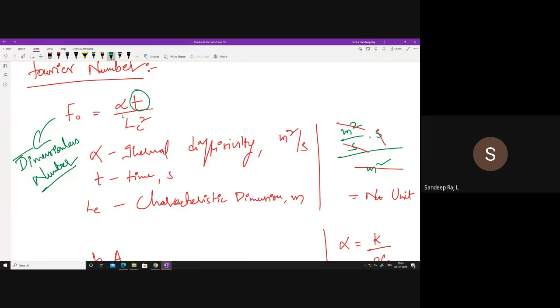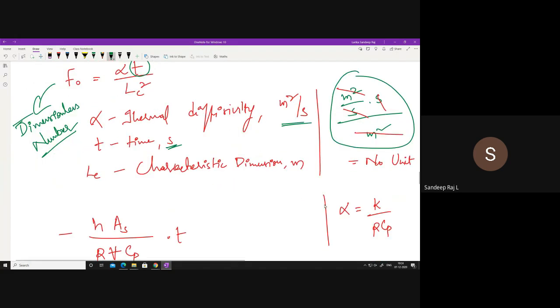If you look at alpha t by Lc square, alpha is the thermal diffusivity in meter square per second, and t is the time measured in seconds, and Lc is the characteristic dimension. So what's happening is you may basically non-dimensionalize the time using the Fourier number. You can see how the dimension is actually removed in this.